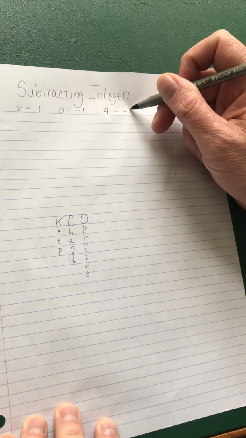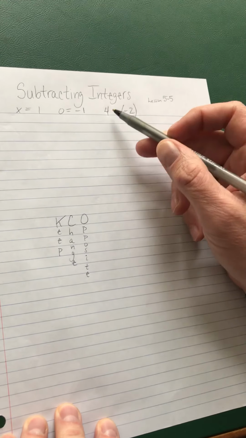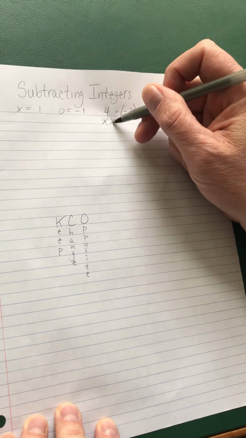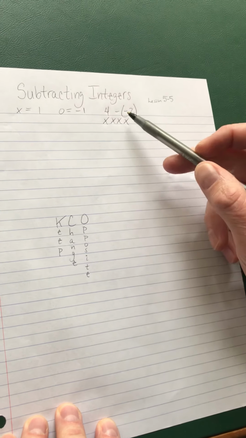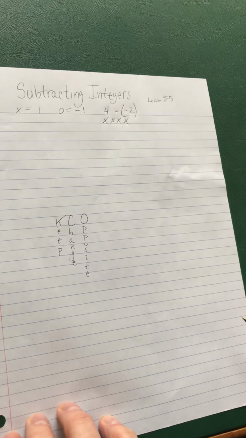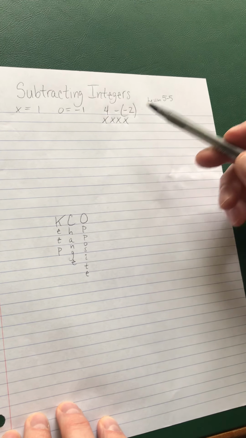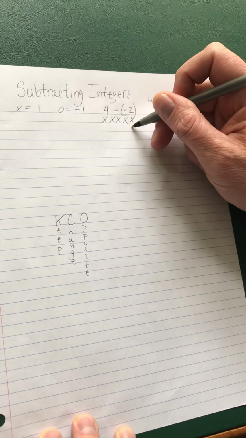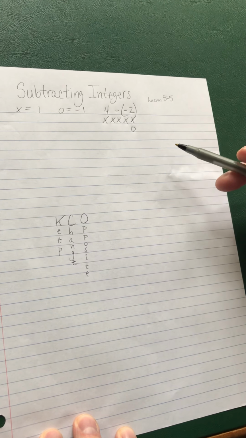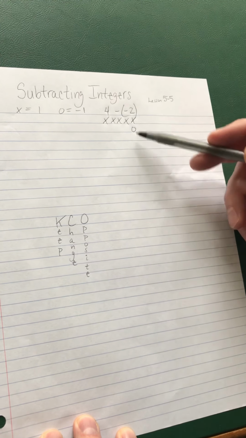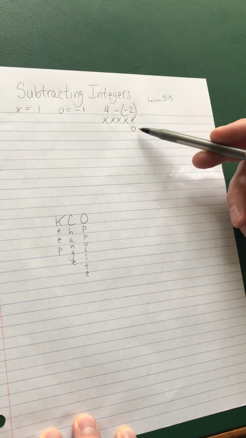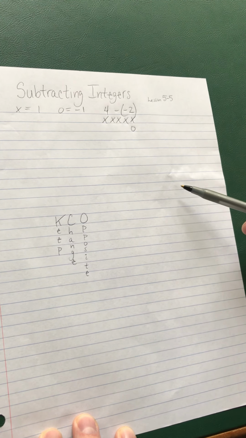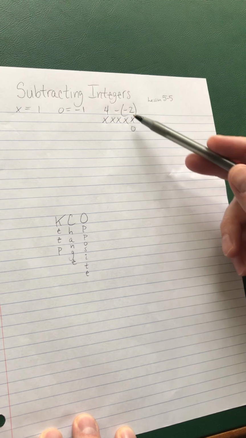4 minus -2, okay? So to represent 4, we're going to have our 4 x's. And then we want to subtract -2. Well, the problem with that is that we don't have 2 o's to subtract. We can get them, though, and how we're going to get them is by adding 0 pairs. So by adding a 0 pair, we're not changing, this is still 4 because this x and o would cancel out. So in this case, we're going to add 2 0 pairs because we want to subtract -2.